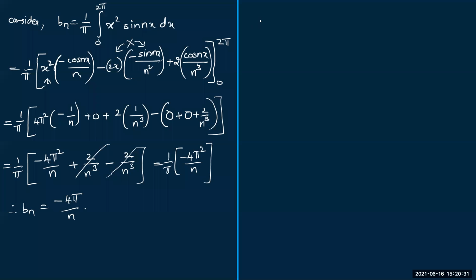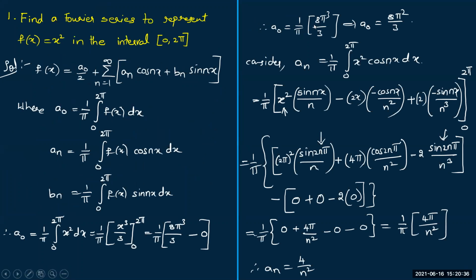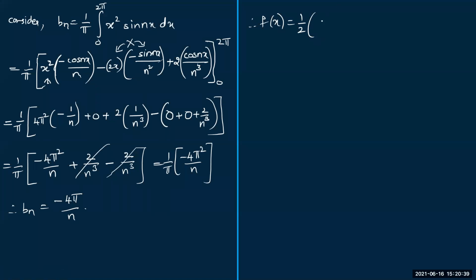So therefore, f of x equals 1 by 2 into a naught. See how much we got a naught? It is 8 pi square by 3. I'm substituting that here. It is 8 pi square divided by 3 plus summation an into cos nx. See how much we got an? It is 4 by n square. I'm just substituting 4 by n square into cos nx. The series is an into cos nx, so I'm substituting an equals this. Then plus summation, we can write it separately or together, anything is okay. Bn, how much we got? bn is minus 4 pi by n into sin nx.